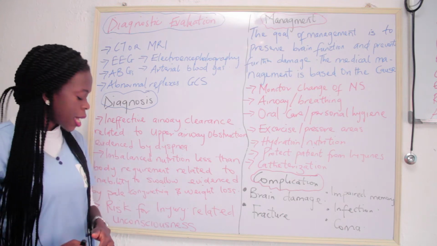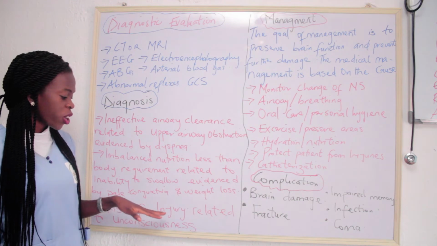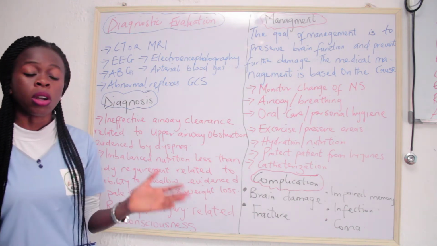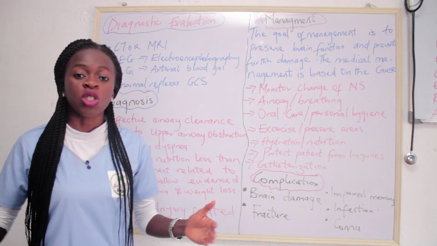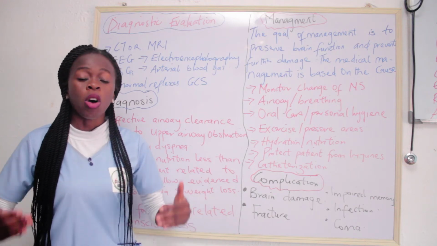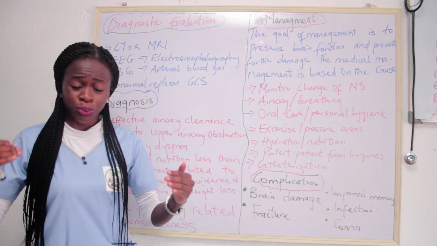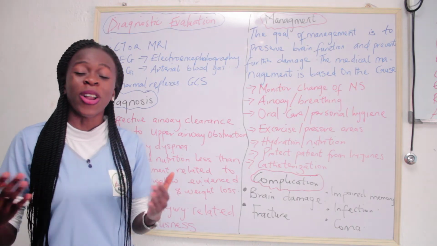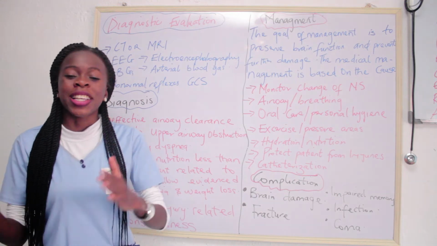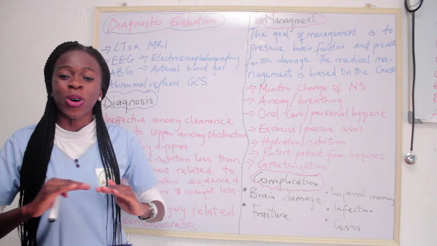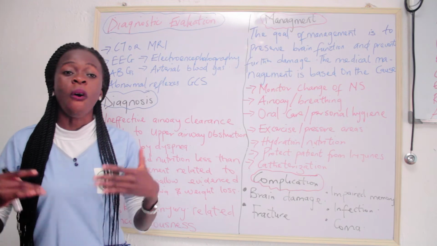Then the other nursing diagnosis we have here is risk for injury related to unconsciousness, related to inability of this patient to respond to stimuli. This patient is not aware of his environment, so there's going to be risk for injury because the patient does not know where he's going, where he's coming from. He's not even aware of what is going on around him or her.